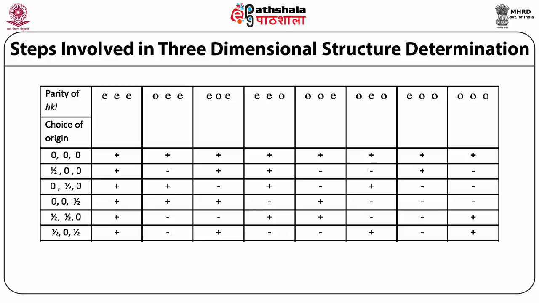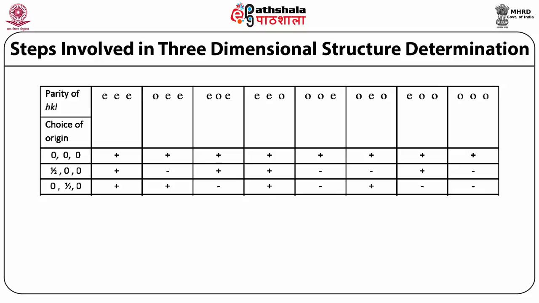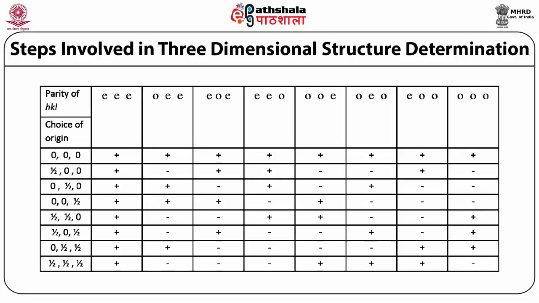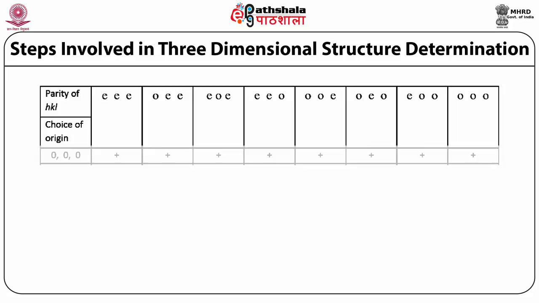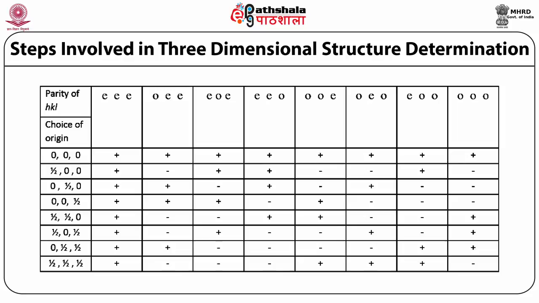Now when you talk about the change of origin from 0,0,0 to half,half,0, two phase factors will be there. So the total phase factor is minus 1 power h plus k. Now you have to look into the parity of h plus k given here. For example, for even, even, even, h plus k will be even, therefore the sign is plus. Whereas for the second reflection, h plus k will be odd plus even, that is odd, therefore minus. So we look into the other reflection, even plus odd, that is odd, so minus. Similarly, you can fill up the next row, and so on.